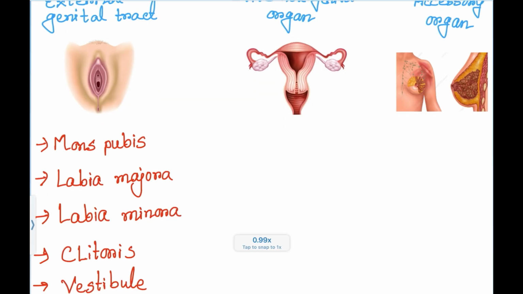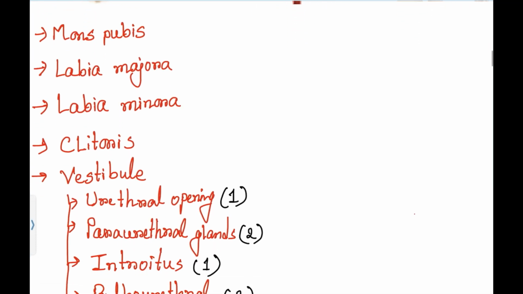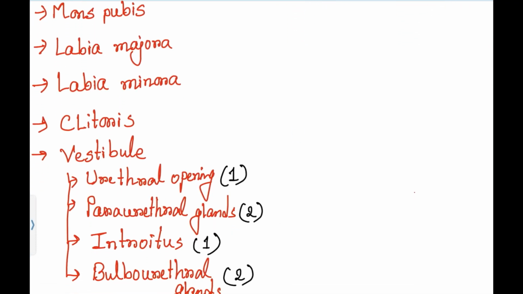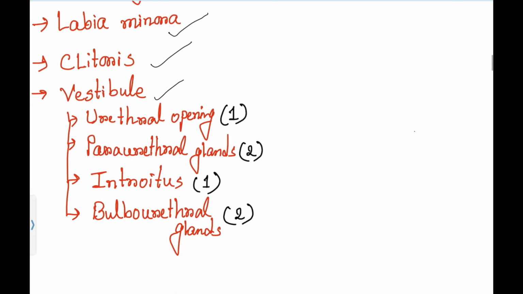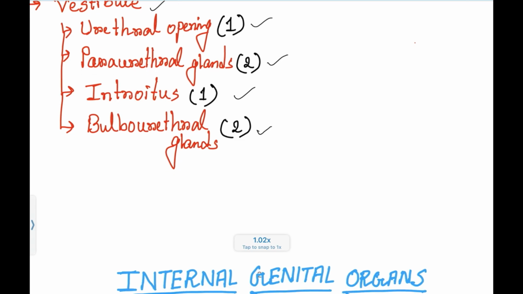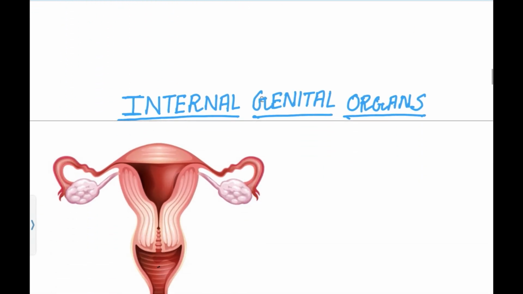And in part 1 we discussed which organs come under the external genital organs: mons pubis, labia majora, labia minora, clitoris, and vestibule. We discussed that the vestibule has a total of 6 openings: one urethral opening, 2 paraurethral glands, 1 introitus, that is the entrance of the vagina, and the bulbourethral glands, which are 2 in number. In today's session, we will discuss the internal genital organs.